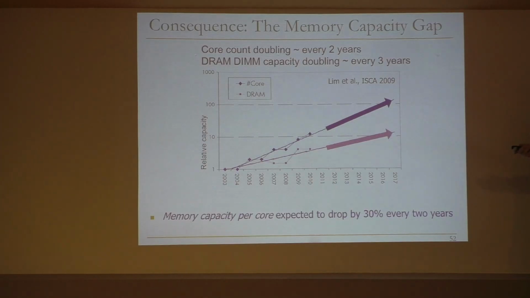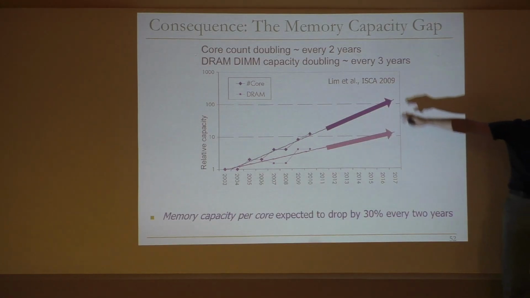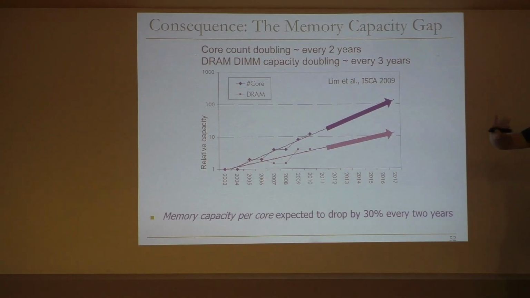This is one example from the ISCA 2009 paper by HP Labs and University of Michigan. These folks basically drew this graph where they showed that core count is doubling approximately every 2 years and DRAM DIMM capacity is not doubling as fast, which means that there's a gap, and this is called the memory capacity gap, and the memory capacity per core is expected to drop by 30% every 2 years, assuming you believe these trends are continuing. And they're continuing in some cases, but not in all cases.